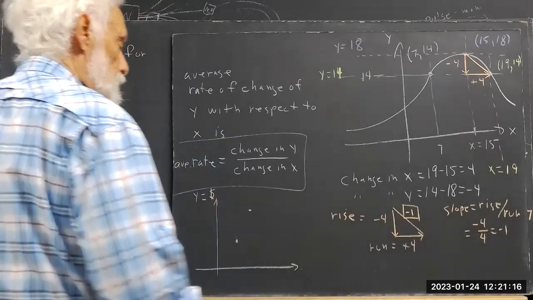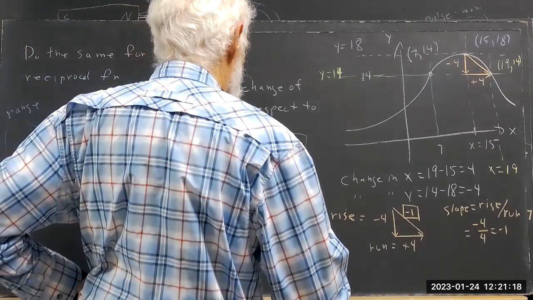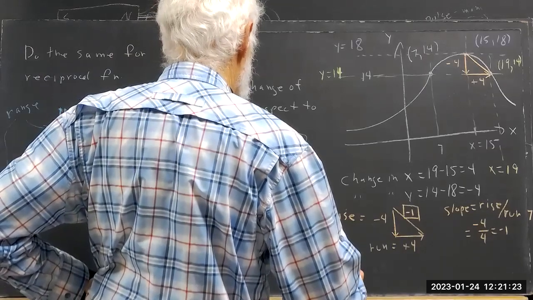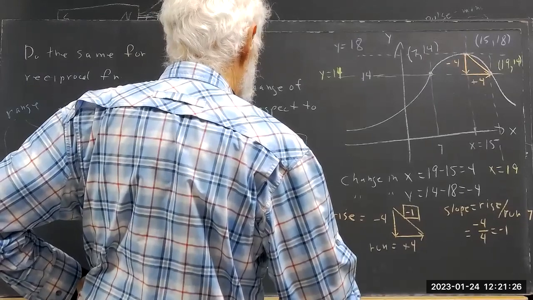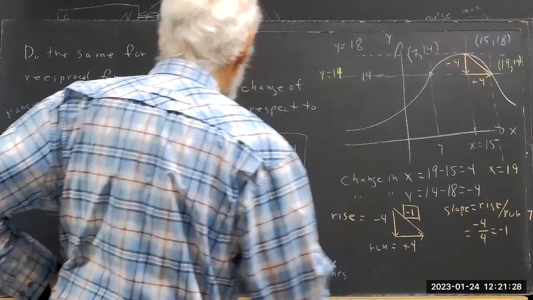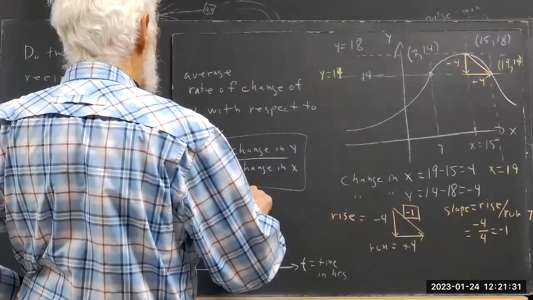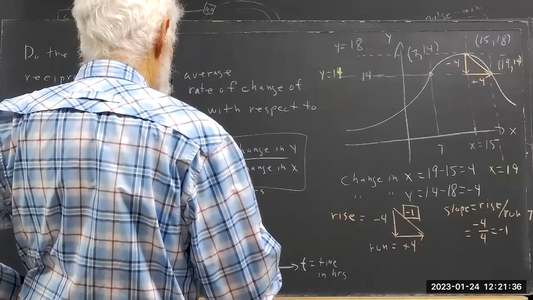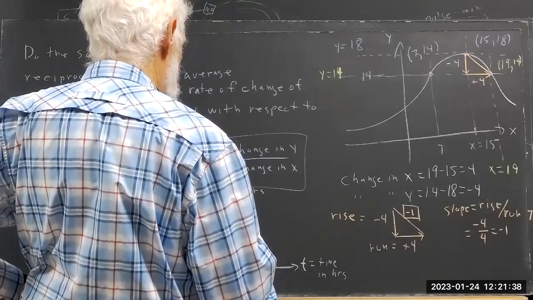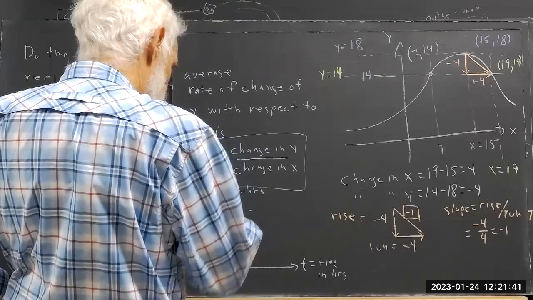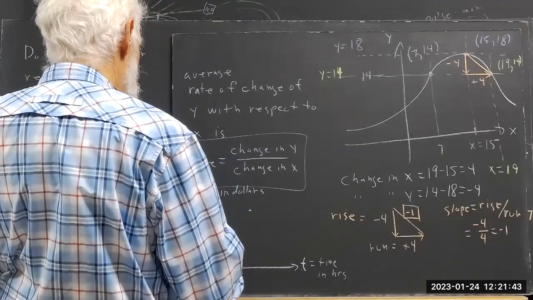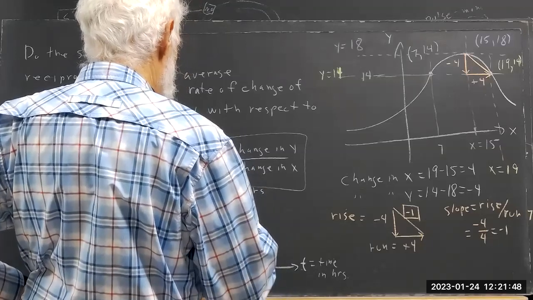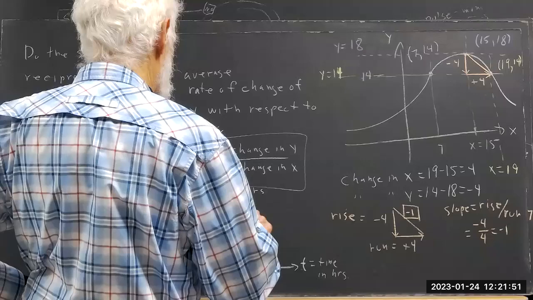Okay, y is going to be amount of money. T is going to be time in hours. This is in dollars. Coordinates of this point, let's say, are 5 and 80. The coordinates at this point would then be like 9 and 150.